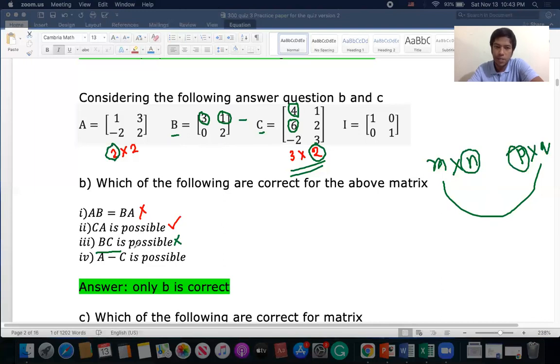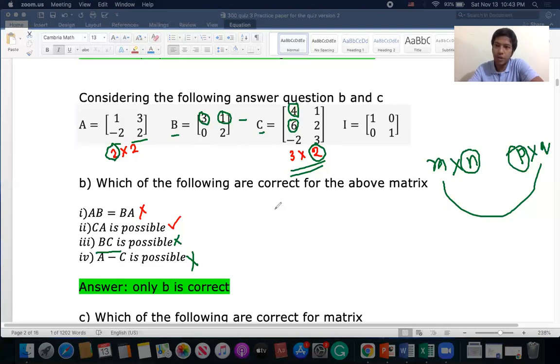Then A minus C, is it possible? So 1 minus 4, 3 minus, okay, we can do. Then this minus this. But for this third line, there is no third line here. That means this is not possible. For addition and subtraction, the order has to be the same. This order and this order are not the same, so we cannot do it.